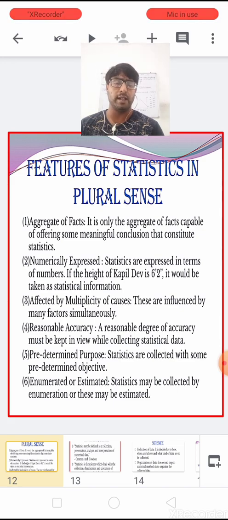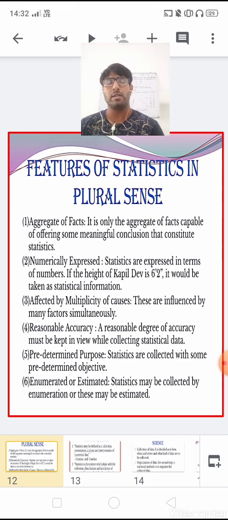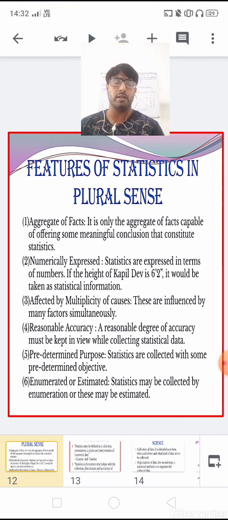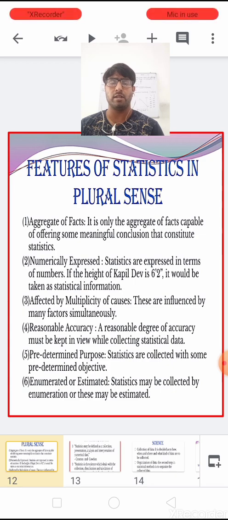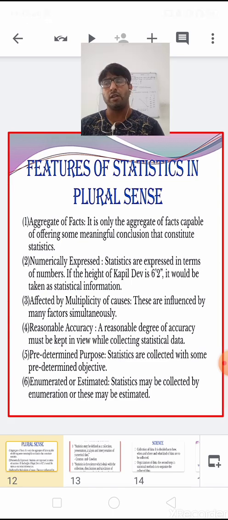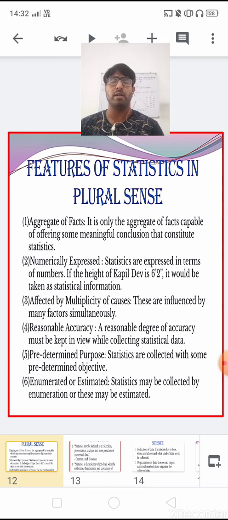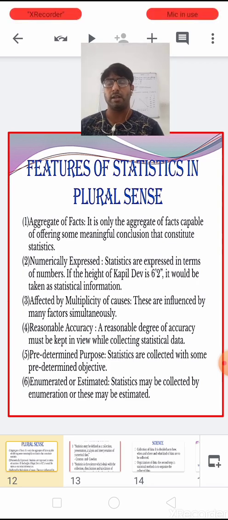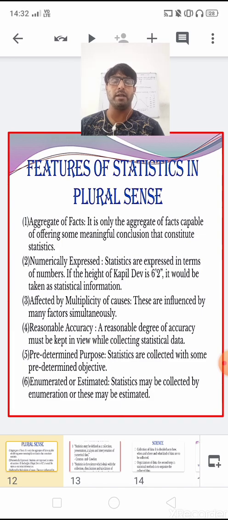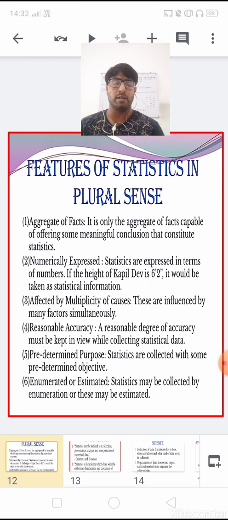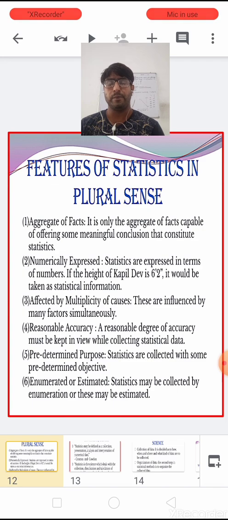Second is numerically expressed. Children, statistics are expressed in terms of numbers. Suppose the height of a person like Amitabh Bachchan is 6.2, it is already statistical information, because here the measurement of the body of Amitabh Bachchan is being explained. Next is affected by multiplicity of causes. Children, there are n number of causes that affect or influence many factors simultaneously.